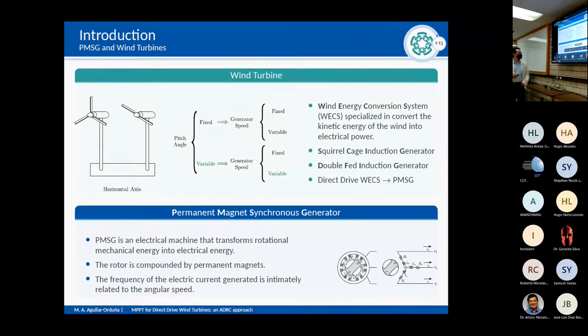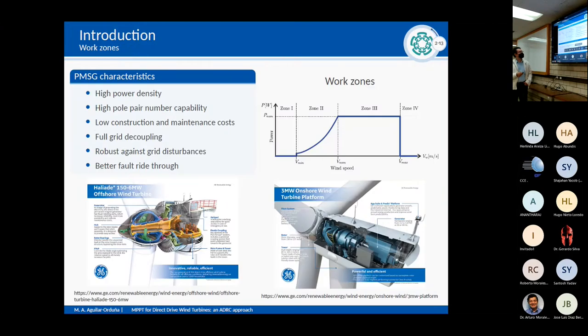So let's define a permanent magnet synchronous generator as an electrical machine that transforms rotational kinetic energy into electric energy, with the peculiarity that its rotor is composed of permanent magnets. And the frequency of the generated electric current is intimately related to the angular speed of the generator. The PMSG offers several characteristics, for example, a high power density, high pole number, low construction and maintenance costs, and full grid decoupling. This makes the PMSG robust against grid disturbances.